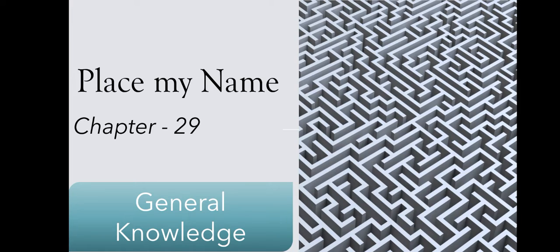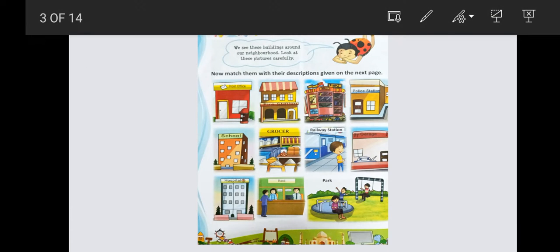Open your book at page number 50. This is chapter 29. Place my name. So, children, here you can see some pictures are given of different places. And on the next page, you can see description of the places are given. So, first, we're going to read the description and write the name of the accurate place.